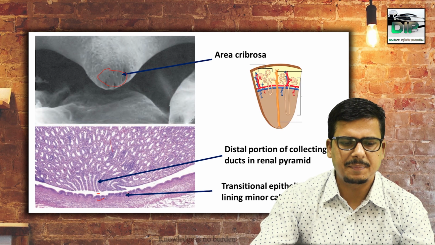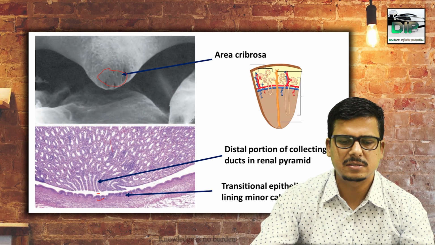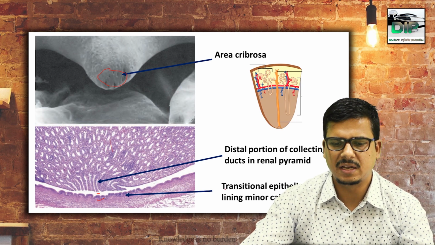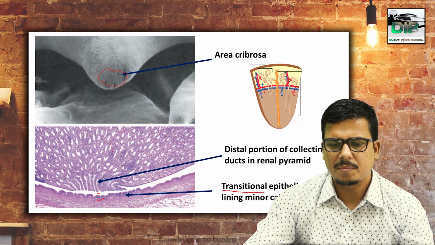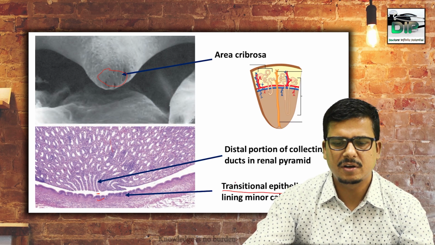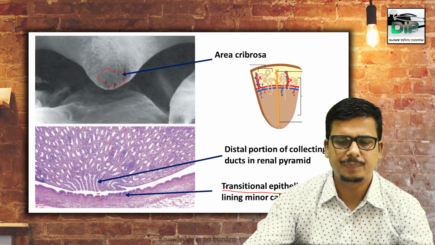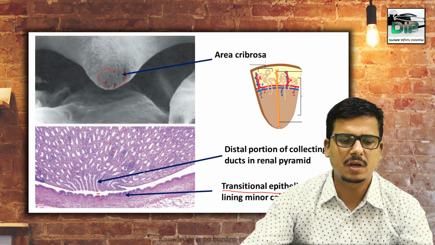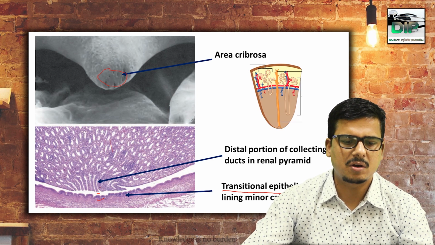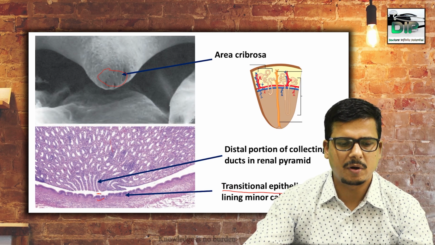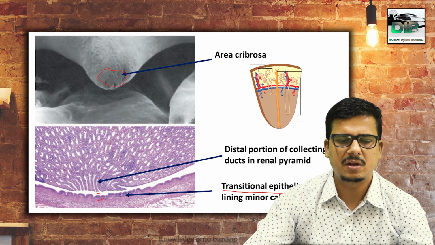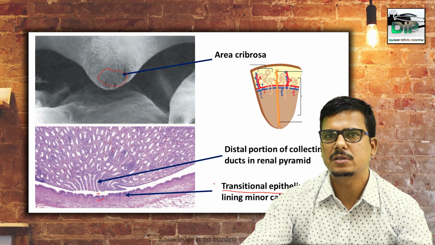Here you can see the epithelial lining of minor calyces, that is the transitional epithelium. This term transitional epithelium must be remembered because this is the key epithelium of the urinary system beyond the collecting duct. Up to the collecting duct, we'll see later that the epithelium lining is different, but beyond the collecting duct, from the minor calyces to the major calyx, pelvis, ureter, urinary bladder, and up to part of the urethra, the lining epithelium is transitional epithelium.